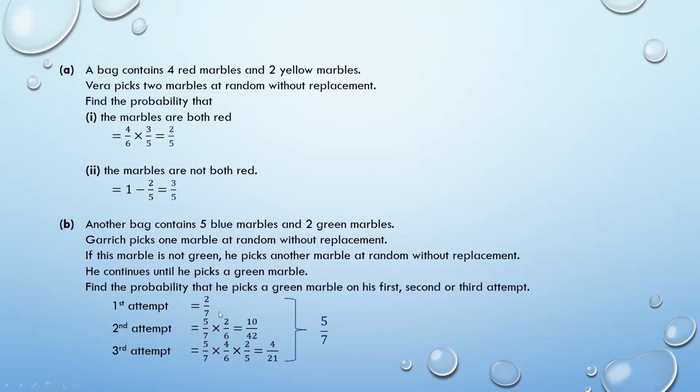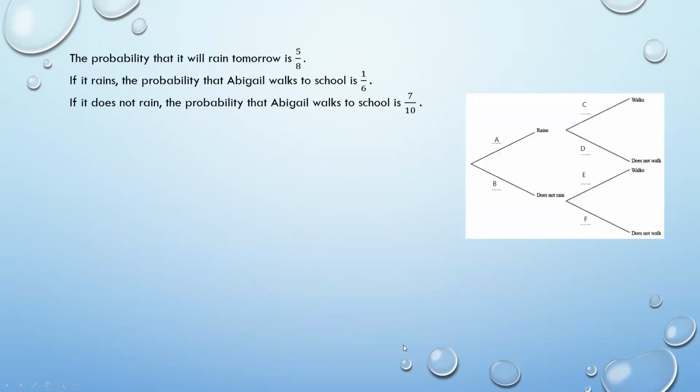Okay. Then after that, you add these 3 together. So you get 5/7. This is already simplified. Okay. So you add these 3, you get the answer. Okay. Next.